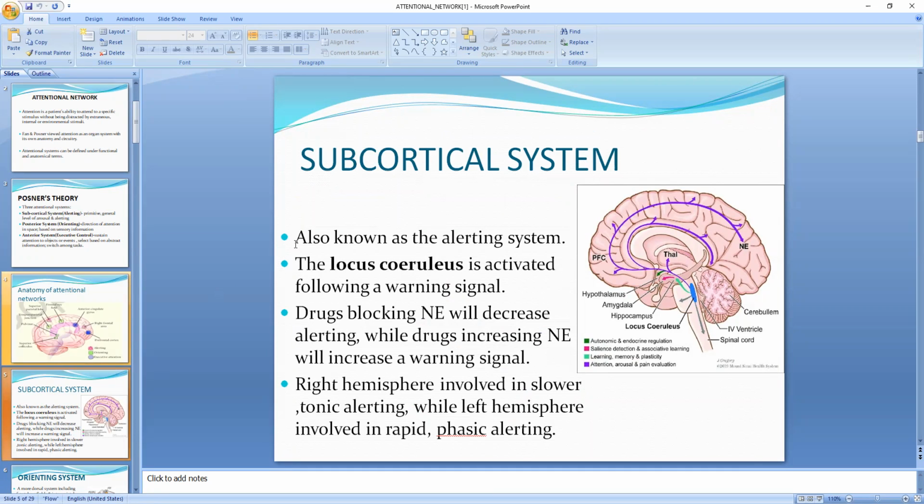First is subcortical system, which is also known as alerting system. It basically involves the locus ceruleus, which is activated following a warning signal. Drug blocking norepinephrine will decrease alerting, while drug increasing norepinephrine will increase a warning signal. Right hemisphere is involved in slower, that is tonic alerting, while left hemisphere is involved in rapid, that is phasic alerting. This diagram here shows this locus ceruleus part, which is involved in the subcortical system. This purple line shows the attentional network attaching different areas of brain.